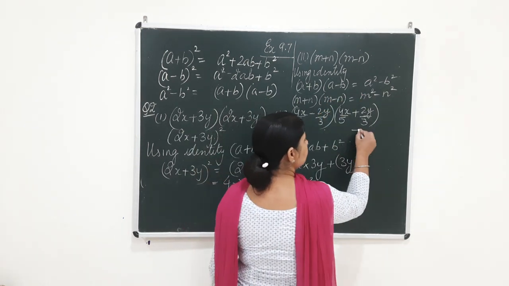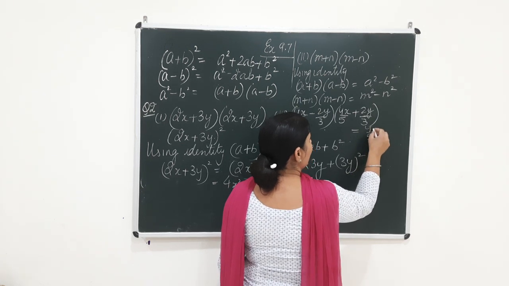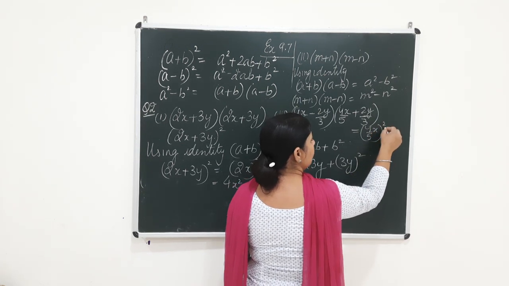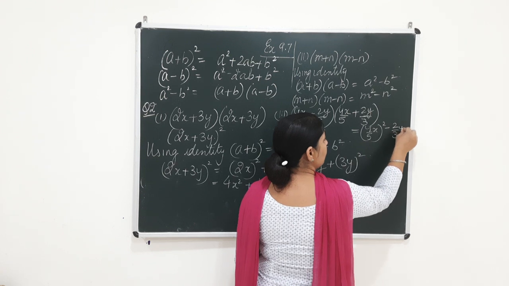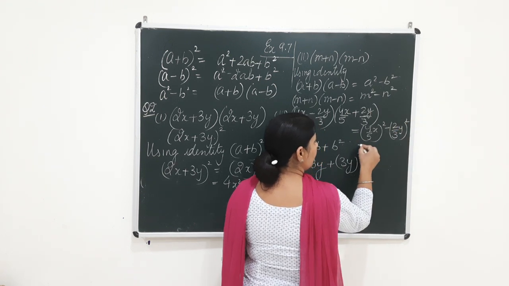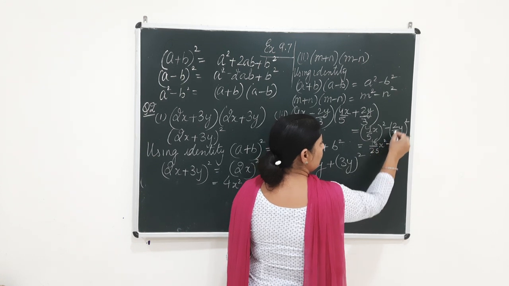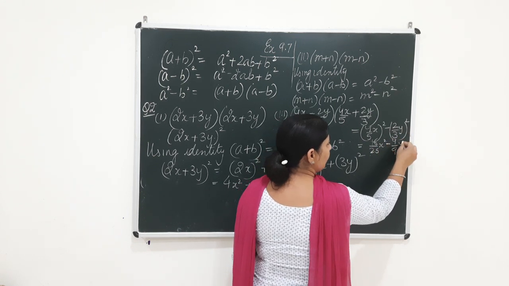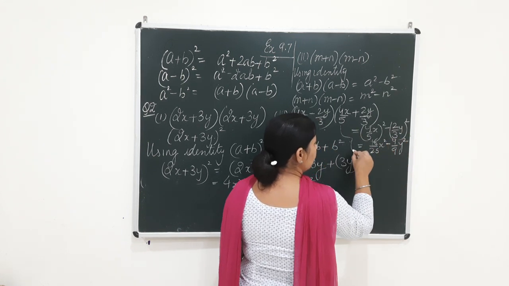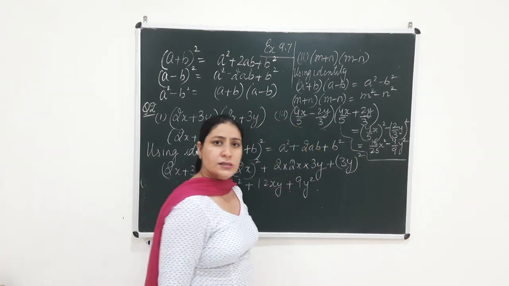So what will be the answer in this case? It will be (4/5 x)² − (2/3 y)². So what is this, beta? 4 squared is 16/25 x² and 2 squared is 4/9 y². So this is, beta, the way how we are going to do the second sum.